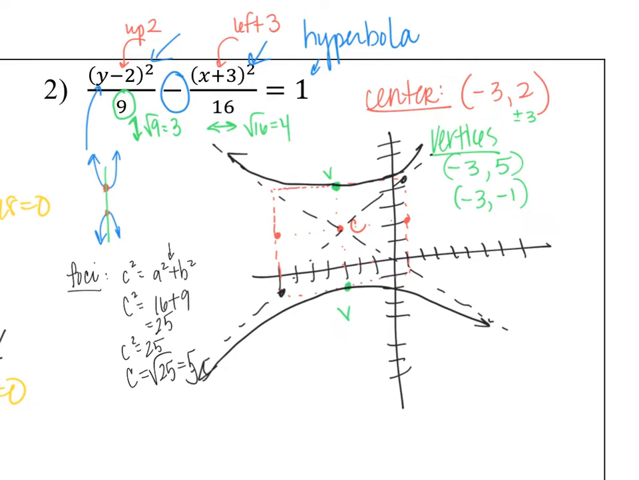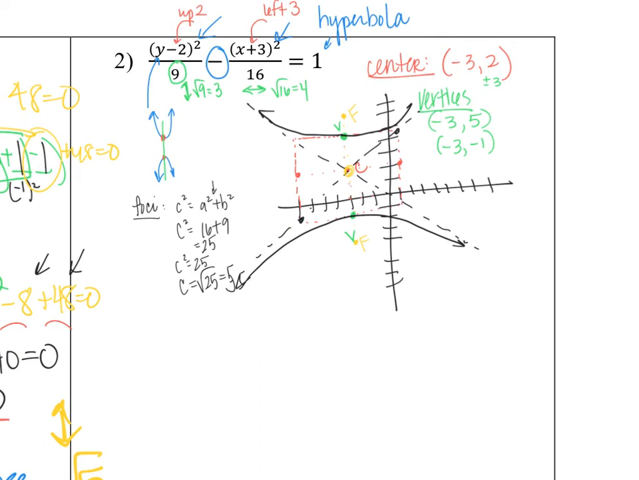To graph my foci, again, I start at the center, everything's based off the center. I'm going to go up 1, 2, 3, 4, 5. There's a focus. And then 1, 2, 3, 4, 5. There's my other focus. So if I want to write the coordinates for them, I'm at the center, -3, 2. I'm going to add and subtract the 5 to go up and down. So my coordinates will be -3, 2 plus 5 is 7, and -3, 2 minus 5 is -3, and you could verify that those are where I just plotted those points.